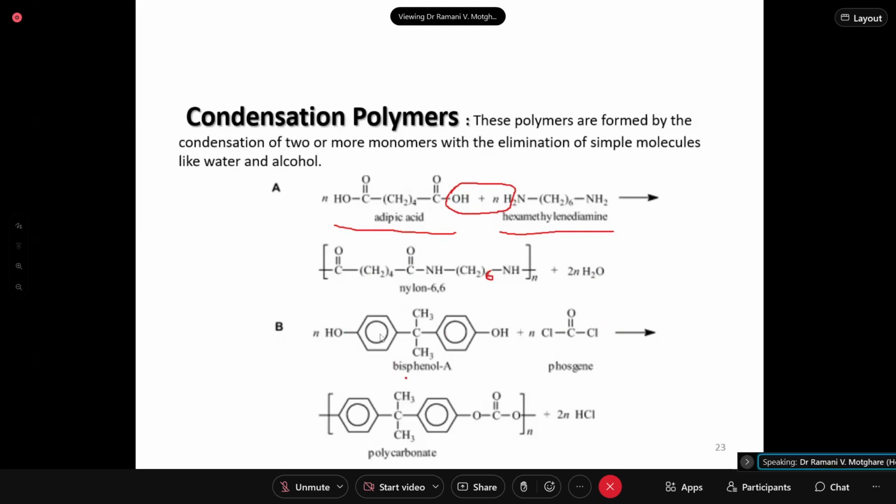Then another example is bisphenol A with phosgene. Okay, so in this case, we find removal of, instead of a water molecule, now there is removal of a small molecule like HCl. Here it was H2O. So you get formation of polycarbonate polymer.